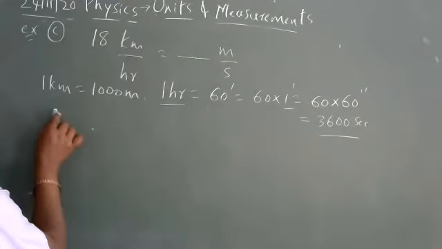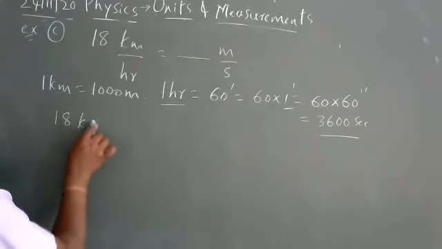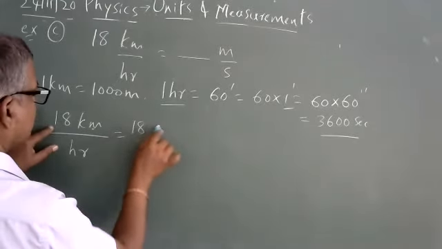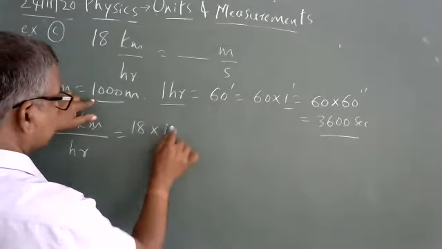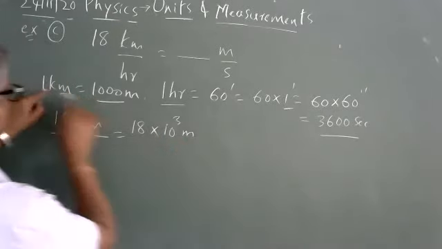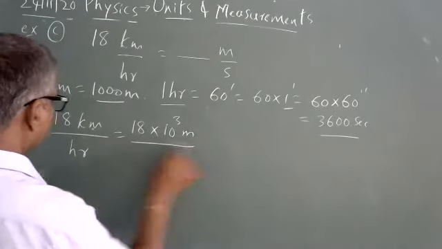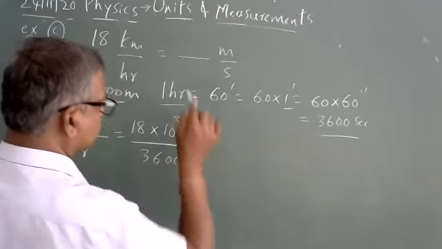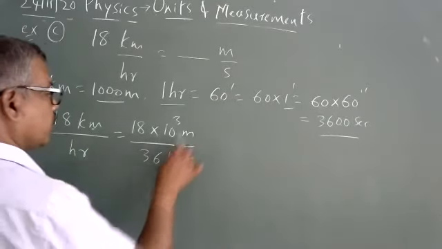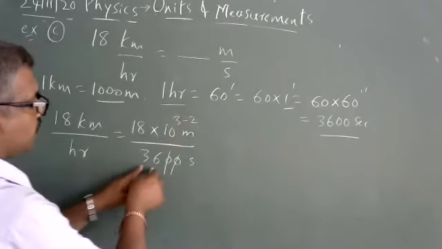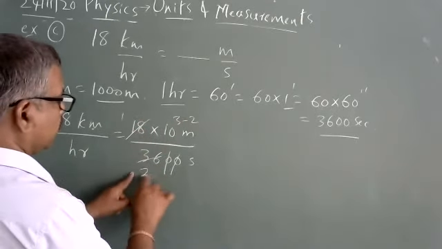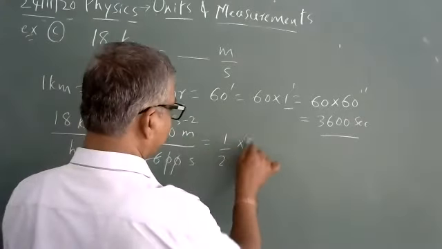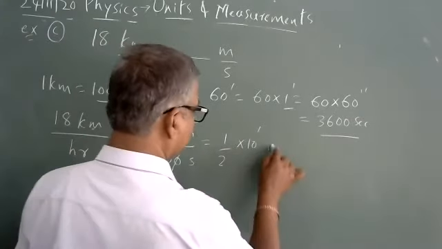Now let me take this example, 18 kilometer per hour. I write 18 as it is. Kilo means 10 raised to plus 3 meter, each kilometer means plus 3 meter. In the denominator, each hour equal to 3600 seconds. So the zeros cancel, it becomes minus 2. So 18 divided by 2 gives 9, it becomes finally 1 by 2. You have 10 raised to 3 minus 1, left with 10 raised to 1 meter per second.